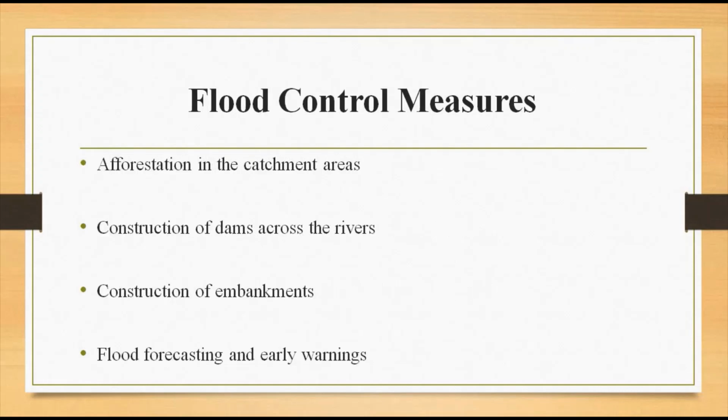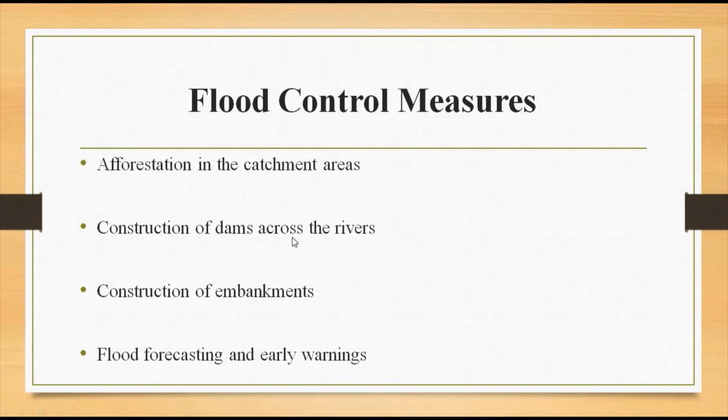Okay, can we control it? How to control? Mainly, we know the causes, man-made causes especially. So human beings themselves can solve it. Deforestation is the cause. Afforestation is the solution. Afforestation in the catchment areas. It is a very important one. So afforestation reduces many natural disasters.